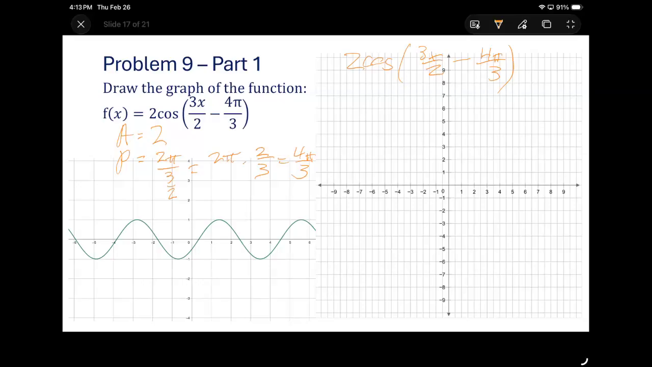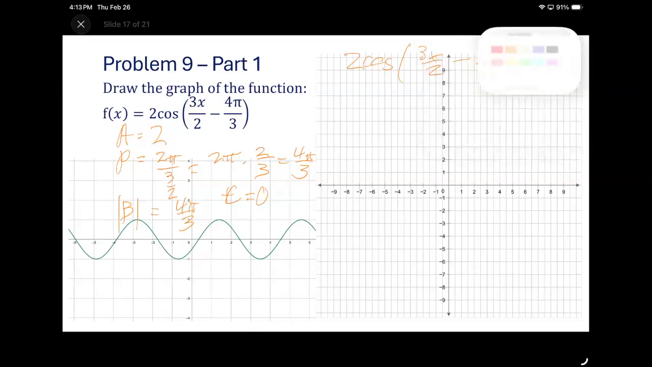Then we have our, called it B, would be 4 pi thirds. And then our vertical shift C is 0 because it's not included. So we will switch colors to green, I guess.